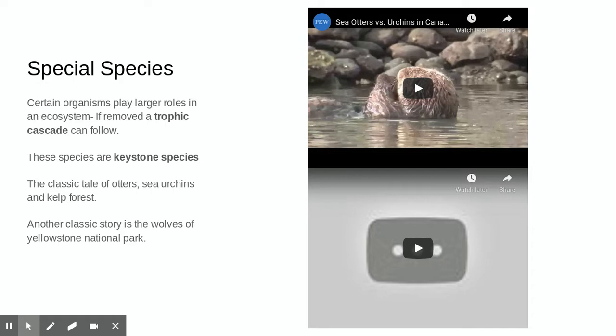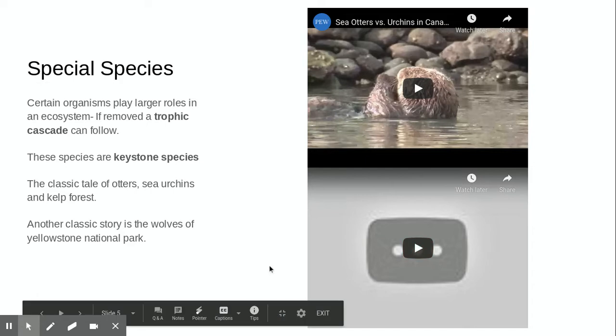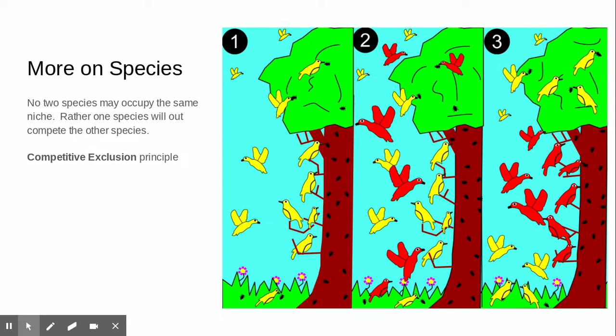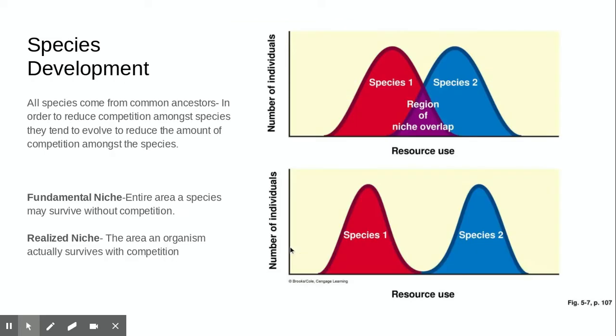But anyway, it's an interesting story of the wolves of Yellowstone. Let's continue. All right, we talked about the competitive exclusion principle, and basically, this is another slide.